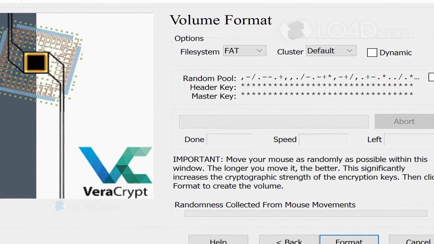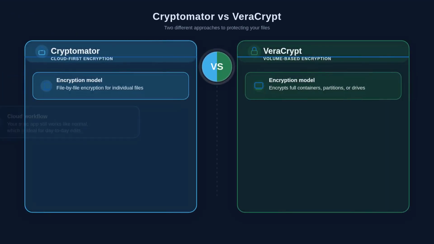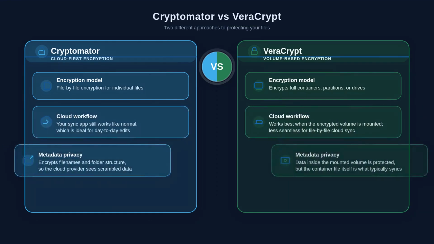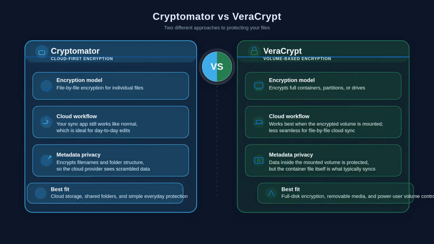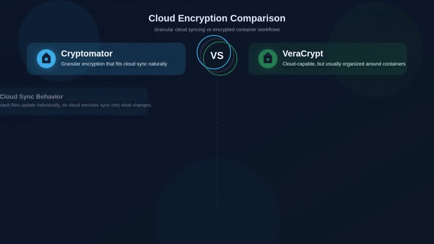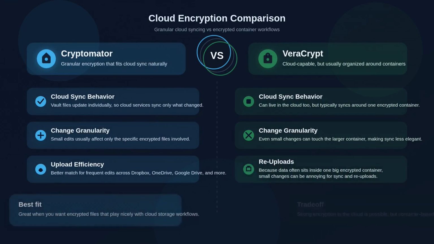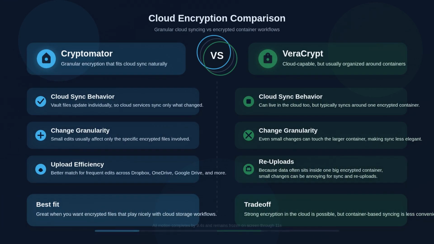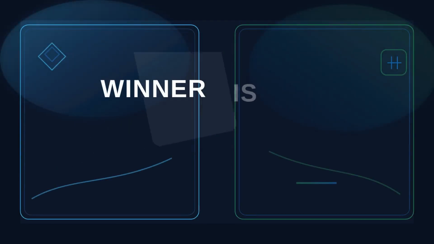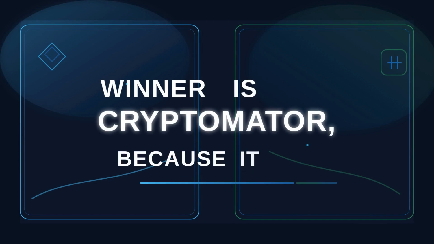First, Cloud Sync. Cryptomator encrypts file by file, including file names and folder structure, so your cloud provider sees scrambled data while sync still works like normal for day-to-day edits. VeraCrypt can live in the cloud too, but because data usually sits inside one big encrypted container, even small changes can be annoying for sync and re-uploads. Winner is Cryptomator because it was built for cloud workflows and VeraCrypt really was not.